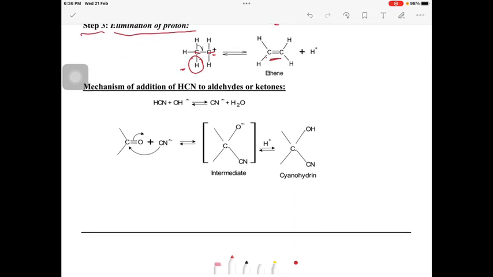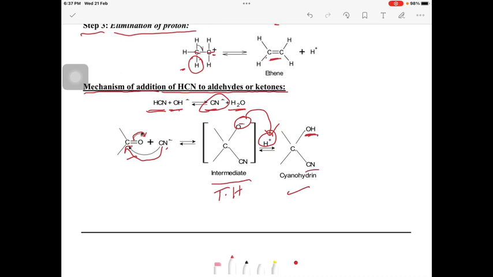Next, a very important question: mechanism of addition of HCN to aldehydes or ketones. When you add HCN to the aldehyde, you get cyanohydrin. First HCN reacts with OH minus and forms CN minus and H2O. CN minus will act as a nucleophile. First the nucleophile comes and attacks the carbonyl carbon, then the pi bonding electrons shift onto the oxygen, forming a tetrahedral intermediate. Later protonation takes place: O minus takes H plus and forms an OH group. CN and OH are attached to one carbon, that's why it is known as cyanohydrin.